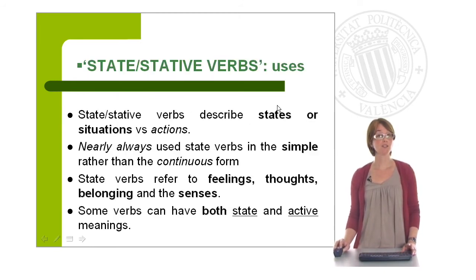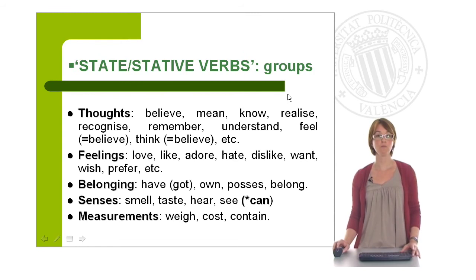Right, now let's have a look at the state or stative verbs. Well, the stative verbs are a group of verbs that describe states or situations which are normally permanent versus actions. These verbs are nearly always used in the simple rather than in the continuous form. They refer to feelings, thoughts, belonging and senses, and it's important to remember that some of these verbs can have both a state and an active meaning. Right, these are the groups into which you can classify these state or stative verbs.